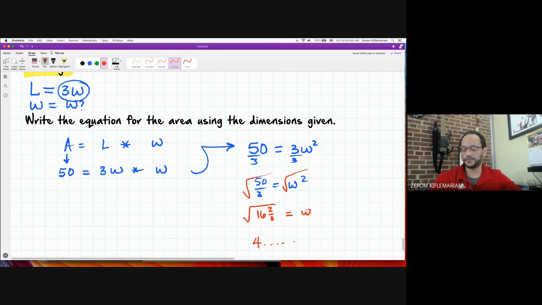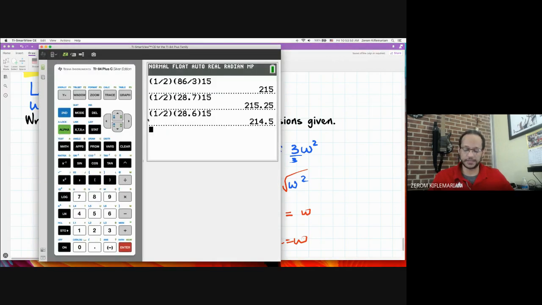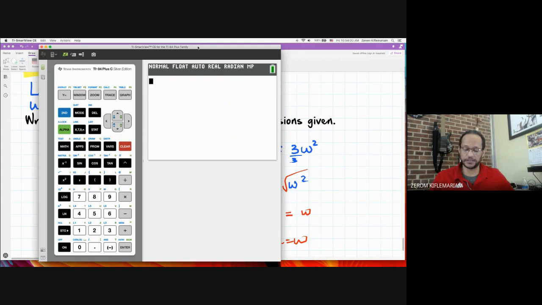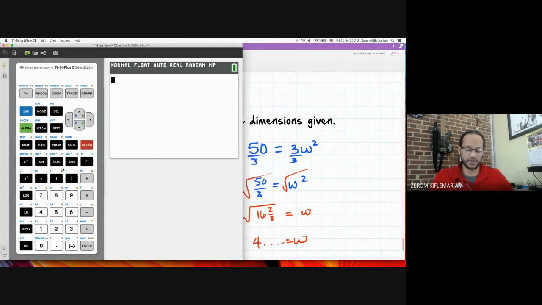It would be W. Again, I'm more worried about setting up the question rather than solving the problem at this time. Let's just go ahead and look at this. The square root of 50 divided by 3, 4 point something, that was correct.